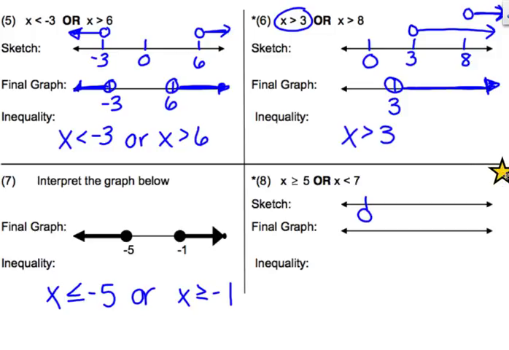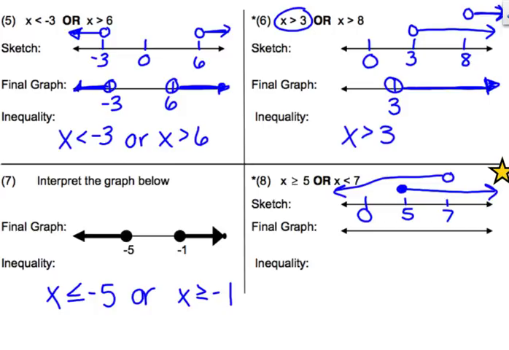So here would be 0, 5, and 7. So I'm going to graph x is greater than or equal to 5, so a closed circle on 5, and we're going to shade to the right. Then I'm going to have an open circle on 7 and shade to the left for less than.